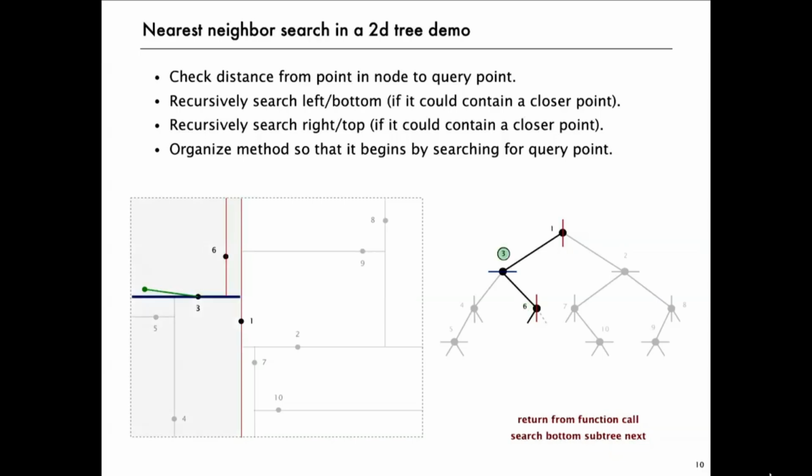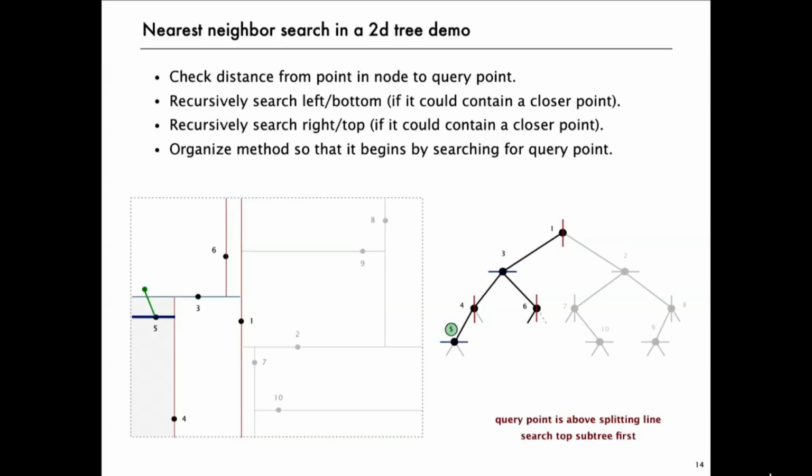So now we can return from that, and now we have to look at the bottom subtree associated with 3. And so that takes us to 4, and that one is not closer, so we still have 3 as our current champion. So now we'll search the left subtree of 4 first, because the query point is to the left of that splitting line, and that takes us to 5. And 5 is our new champion, so that's the closest point that we know about. Could there be a node that's closer to our query point than 5 in the right subtree of 4?